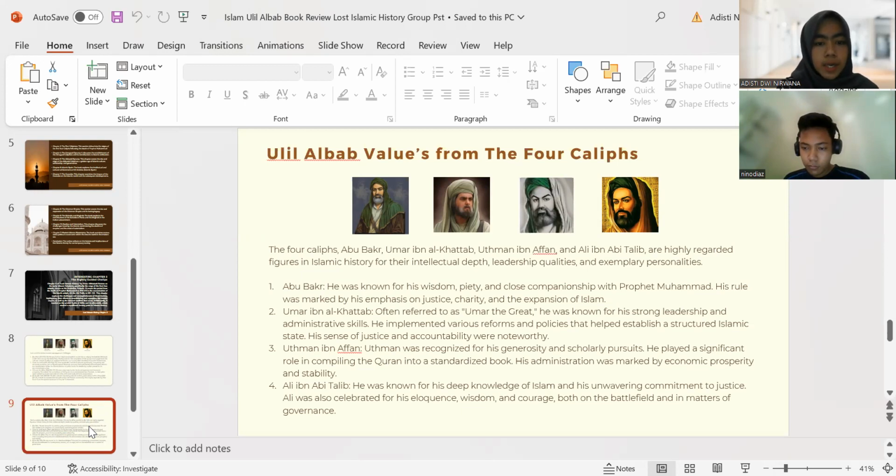And the fourth, Ali bin Abi Talib. He was known for his deep knowledge of Islam and his unwavering commitment to justice. Ali was also celebrated for his eloquence, wisdom, and courage, both on the battlefield and in matters of governance.